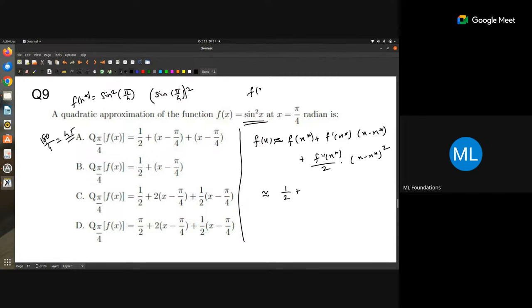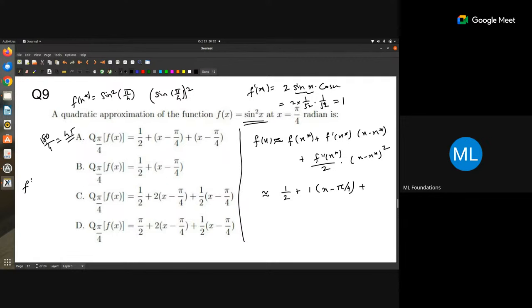What is f dash of x? It is 2 sine x into cos x. If I put the value of pi by 4 here, sine pi by 4 is 1 by root 2 and cos pi by 4 is also 1 by root 2, so this equals 1. So it's 1 into x minus pi by 4, plus the f double dash term.